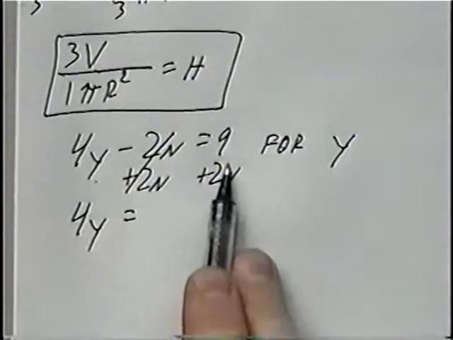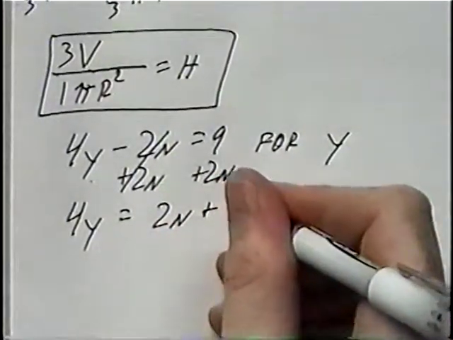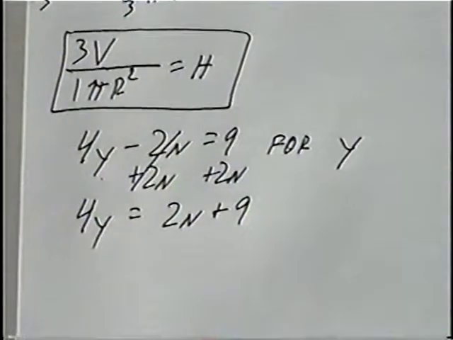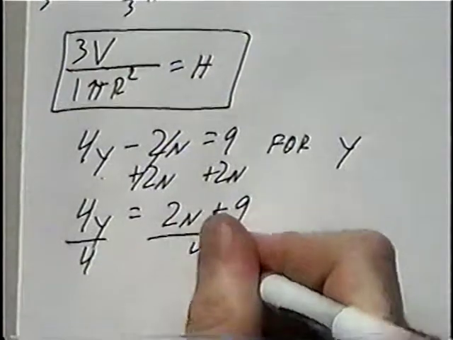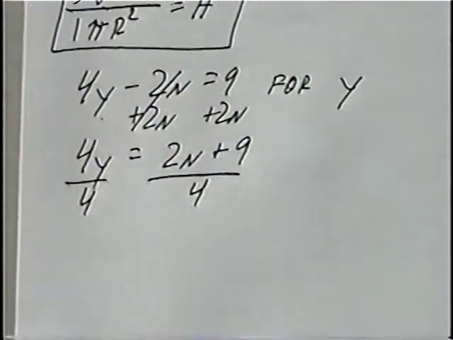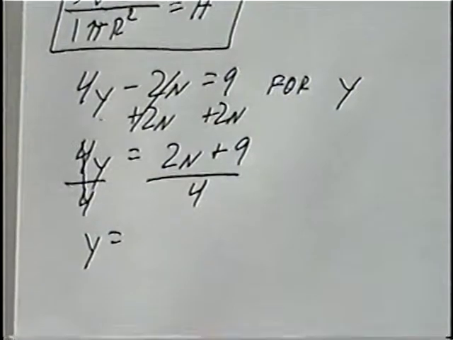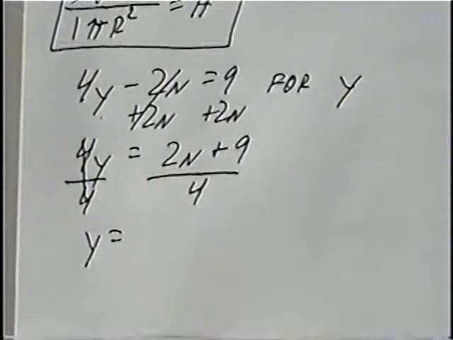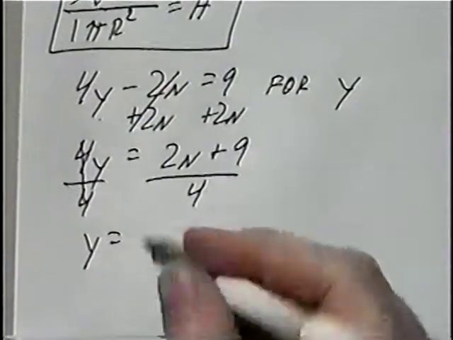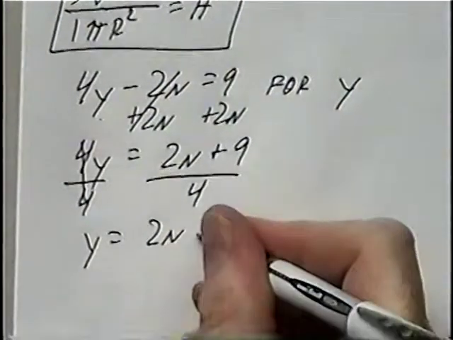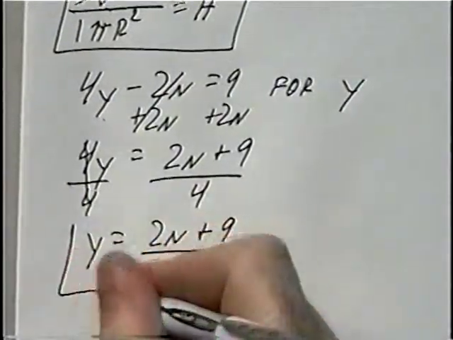Normally in math, we'll put the variable first before the number, so I'll write this as 2n plus 9. And last step, we'll divide by 4. So our final answer would be y equals. Always check to see if you can reduce fractions. The 2 and the 4 can be reduced, but the 9 can't be reduced with it. So it would just stay the same as 2n plus 9 divided by 4.